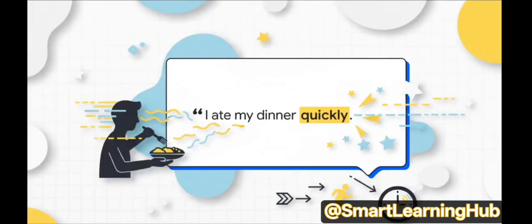Okay, let's try the first one. Take the sentence, I ate my dinner quickly. What's the action here? The verb, it's ate, right? So we ask the question, how did I eat? Boom. Quickly. See how that works? Quickly is our adverb because it answers that how question about the action.